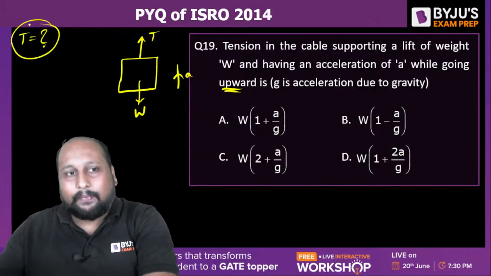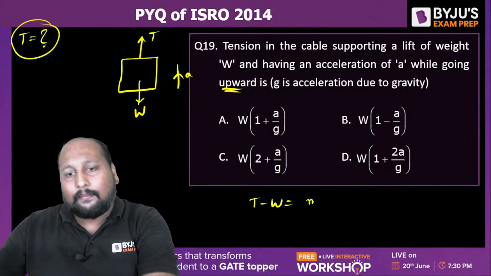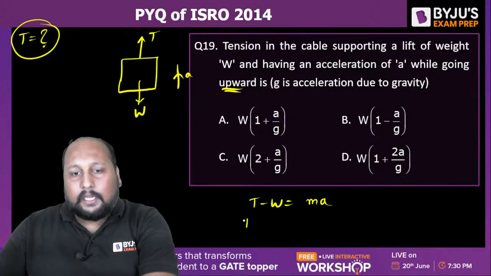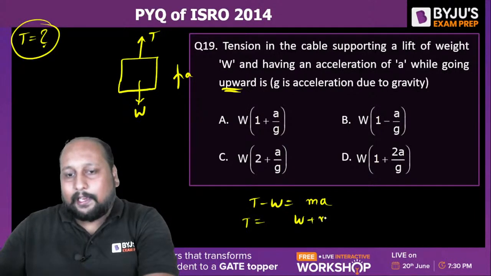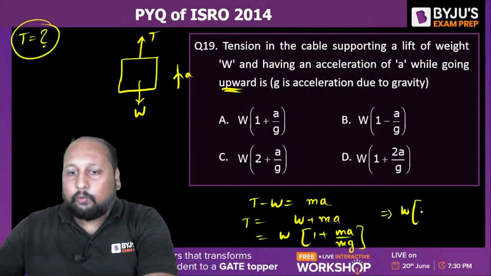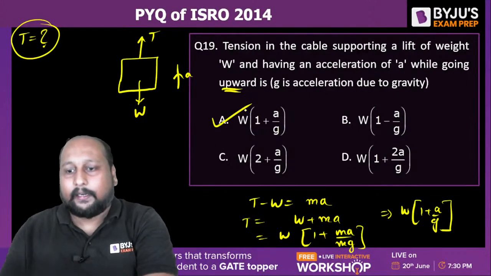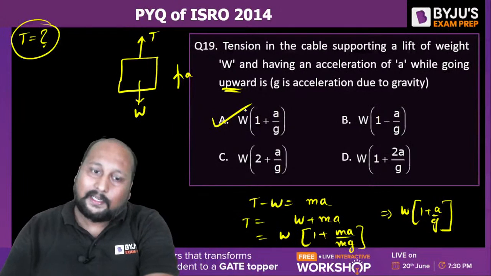A, B, C, D. By simple D'Alembert's principle, T minus W is equal to M into A. Right, or T is equal to W plus MA, or I can say take W common. This is 1 plus MA by MG. So this is equal to W into 1 plus A by G. Option A is the correct answer. Very good, everyone. Option A is the correct answer.